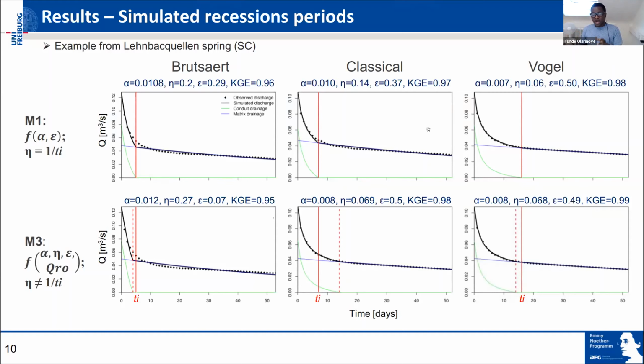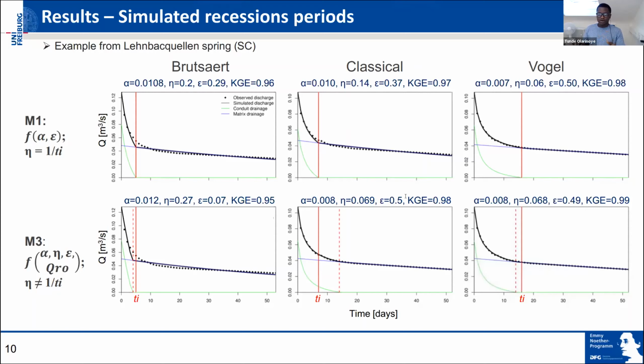As we can see, the alpha parameter is actually more or less consistent amongst all the methods. But the eta and the epsilon parameters vary slightly among the methods, which is actually due to the varying initial conditions determined or specified by the different extraction methods. So that is why these other parameters actually vary.